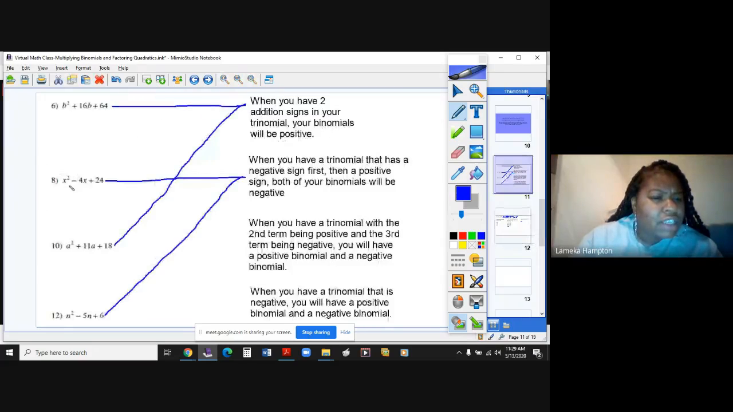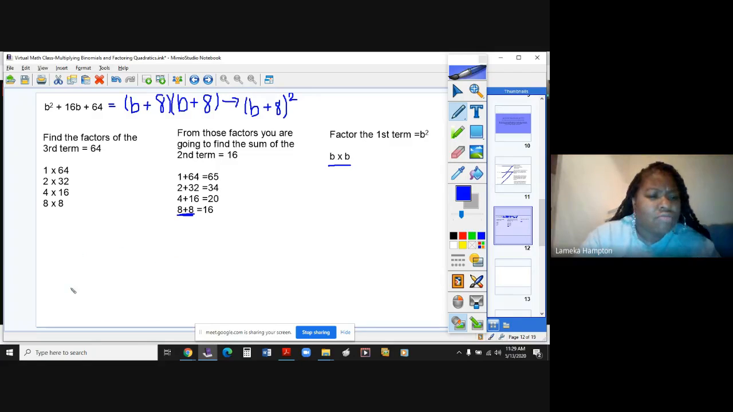So we have x squared minus 4x plus 24. So based on the rule here, what we said was when you have a trinomial that has a negative sign first and then a positive sign, both of your binomials will be negative. So let us see if that is actually true. Let's find out.